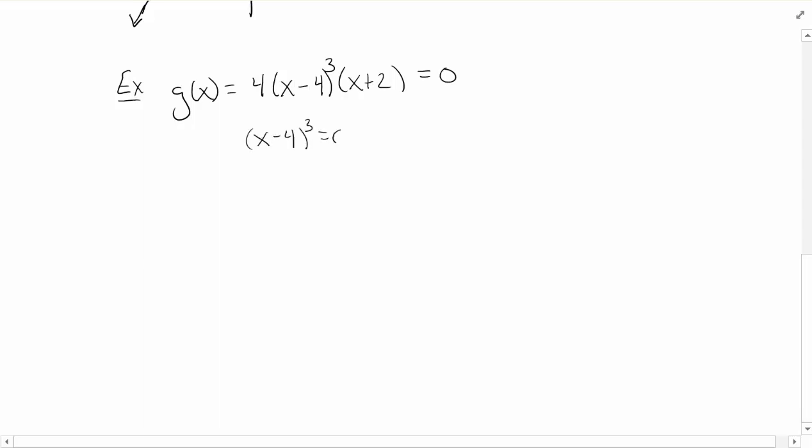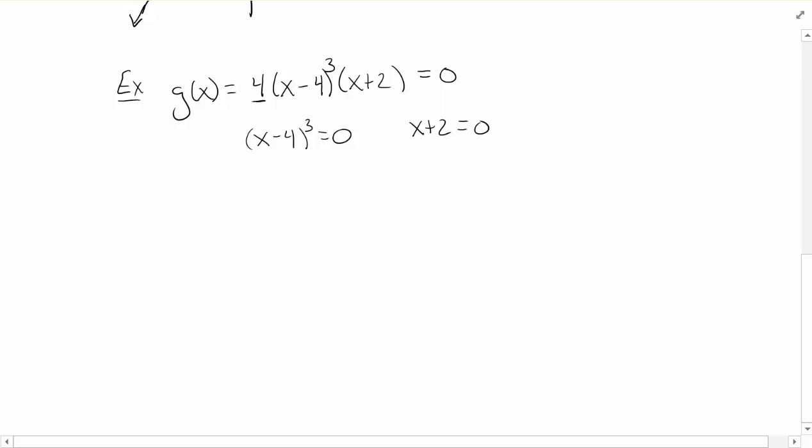So if we try another one, let's go with, how about g of x is equal to 4 times (x minus 4) cubed times (x plus 2). If we look for the zeros of those, it looks like I have 2 options. Either x minus 4 cubed is 0, or x plus 2 is 0. Technically, you could set 4 equal to 0, but I'm not going to get any solutions out of that. So this 4 just doesn't give rise to any zeros, and that's fine.